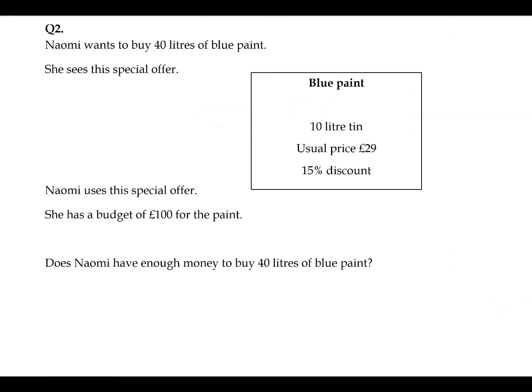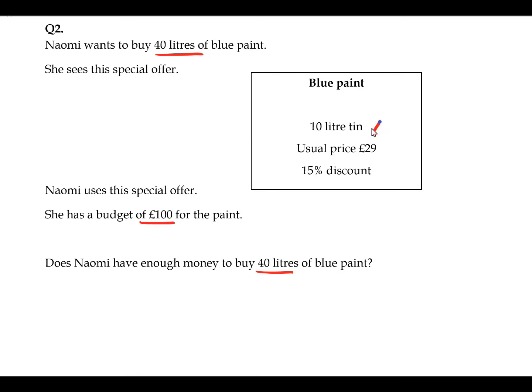Question 2. Naomi wants to buy 40 litres of blue paint. She sees this special offer. 10 litre tin, usually at £29, there's a 15% discount. Naomi uses this special offer and she has a budget of £100 for the paint. Does Naomi have enough to buy the 40 litres of blue paint?